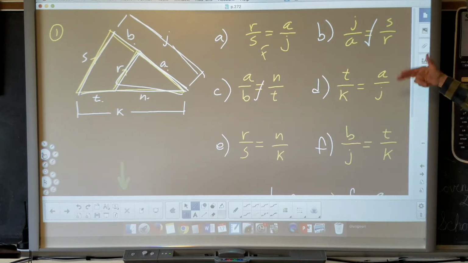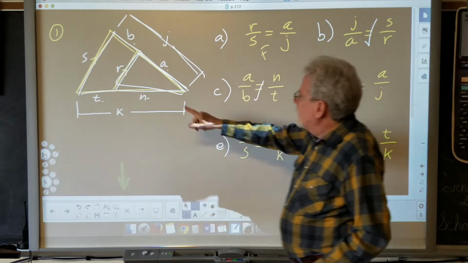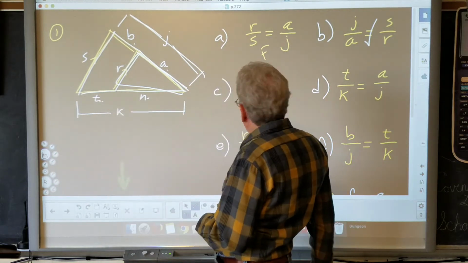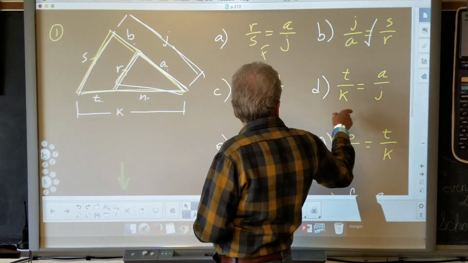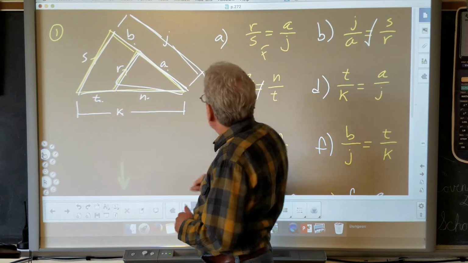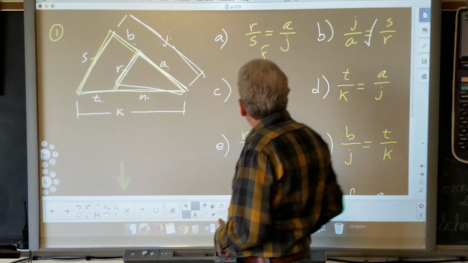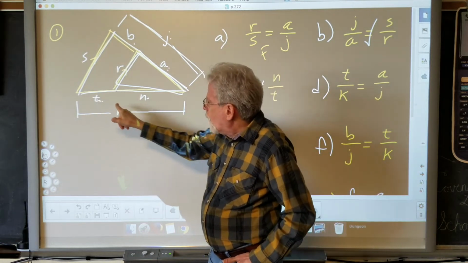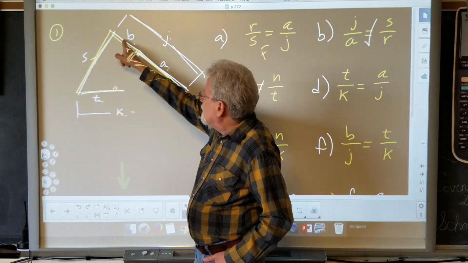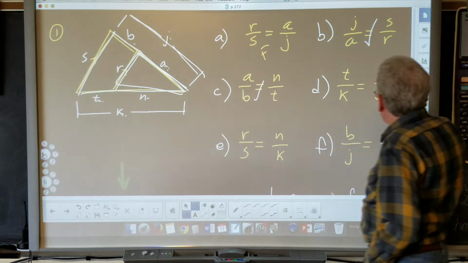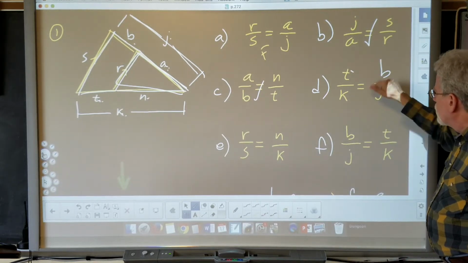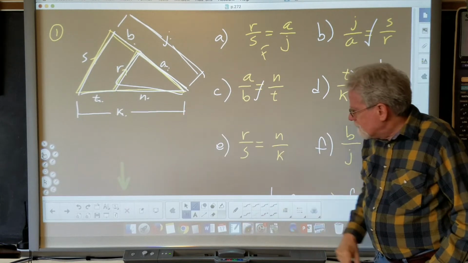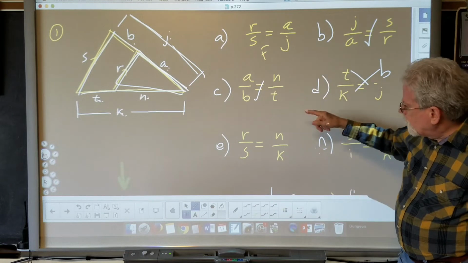D, is T over K equal to A over J? Whatever. Is T over K equal to A over J? Well, they had the right idea. But if you're going to use T over K, you have to use B over J, not A. They messed up. That should have been a B. So they were wrong.